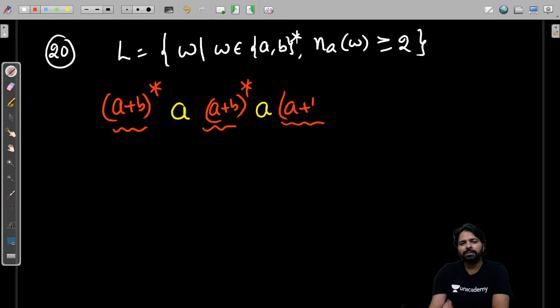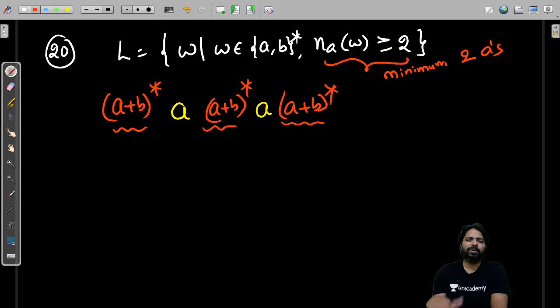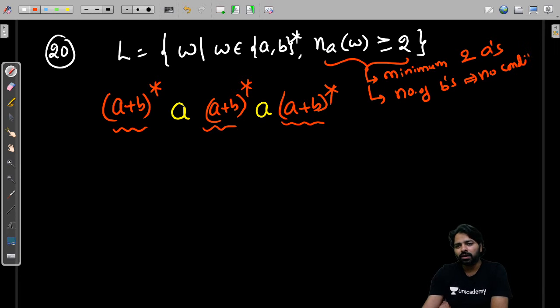Is it guaranteed minimum 2 A's? Minimum 2 A's and maximum no restriction. Number of B's no restriction at all. Minimum 2 A's and number of B's no restriction, no condition at all. How many B's come doesn't matter.